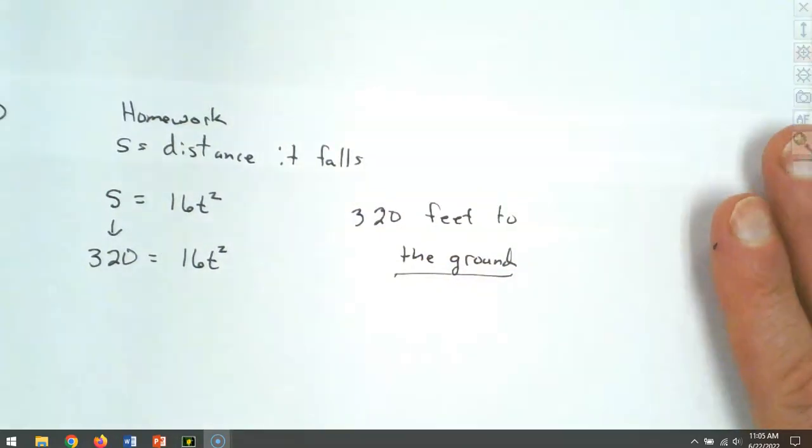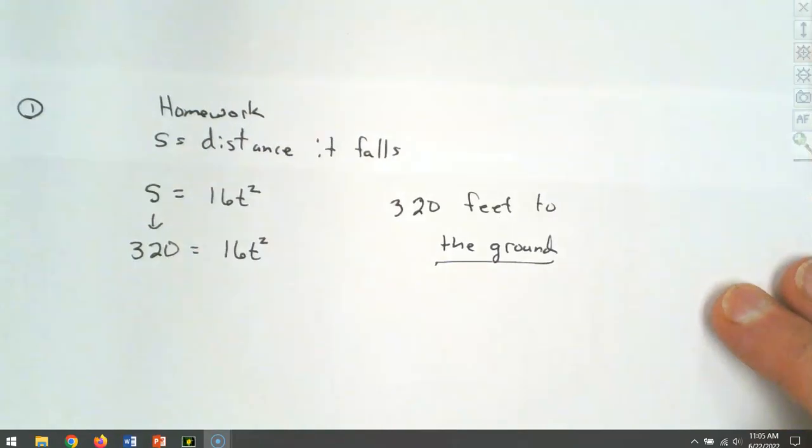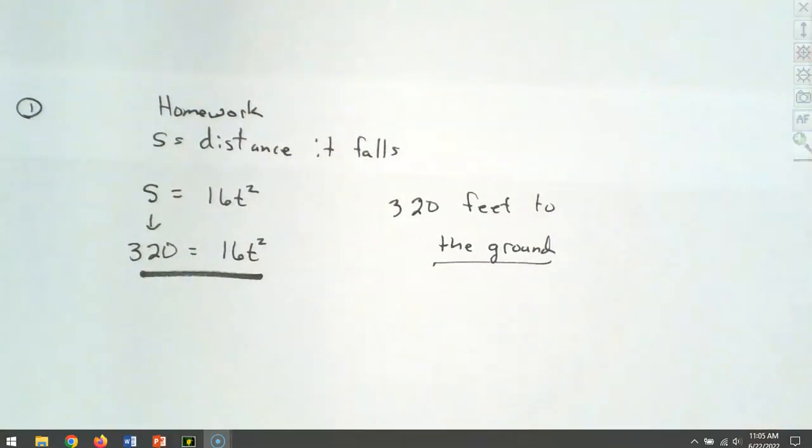So now you've got this equation and you can solve it. All you had to do on that one was just plug that 320 in for S, and you can use the square root property.